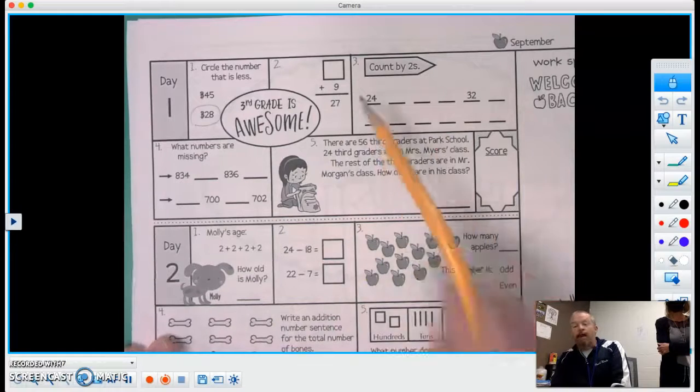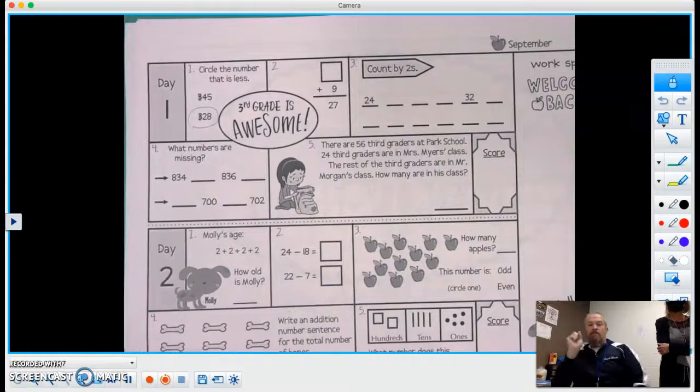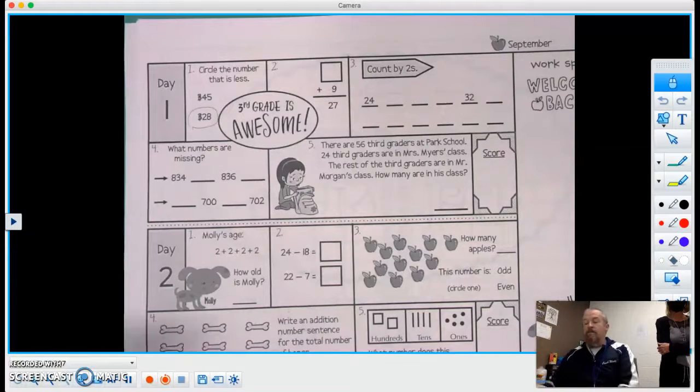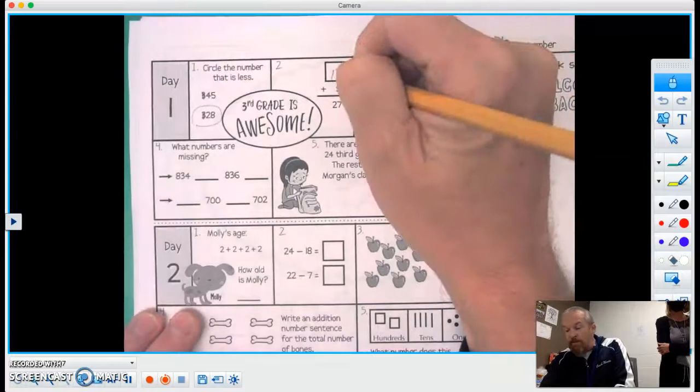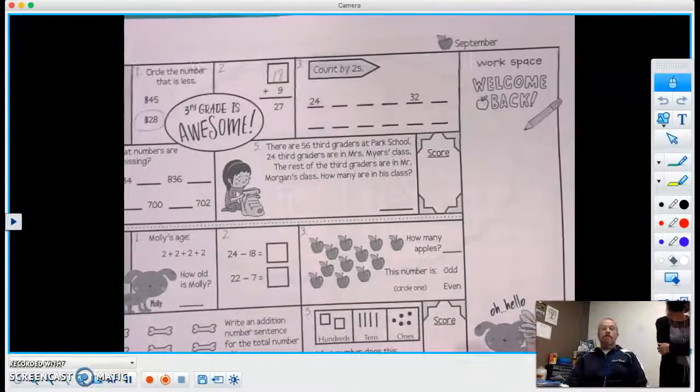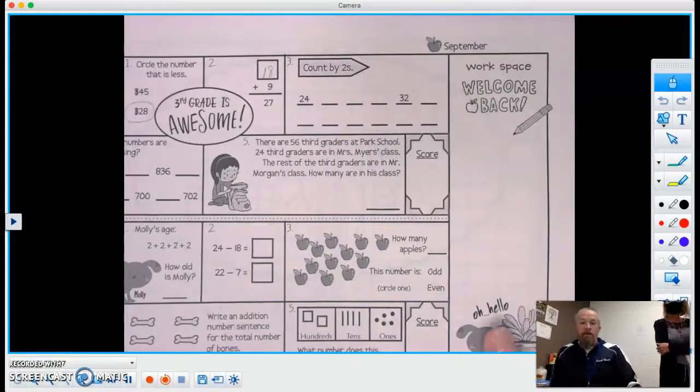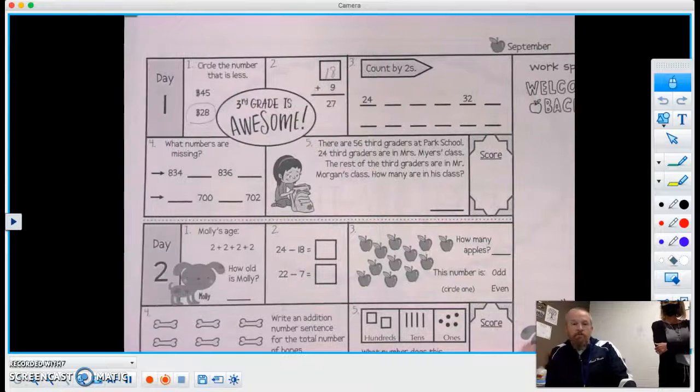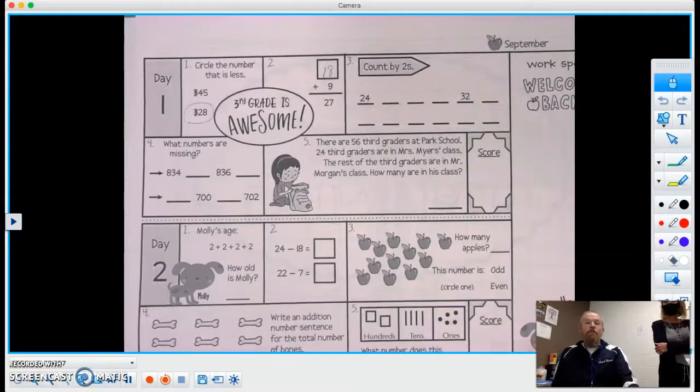So we're going to count backwards from 27. Ready? 26, 25, 24, 23, 22, 21, 20, 19, 18. I counted back 9, and that is your answer. 18 plus 9 is 27. All right? How you doing so far? 2 for 2? Good.